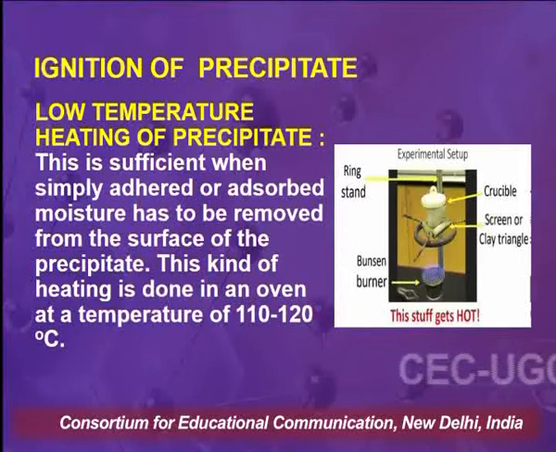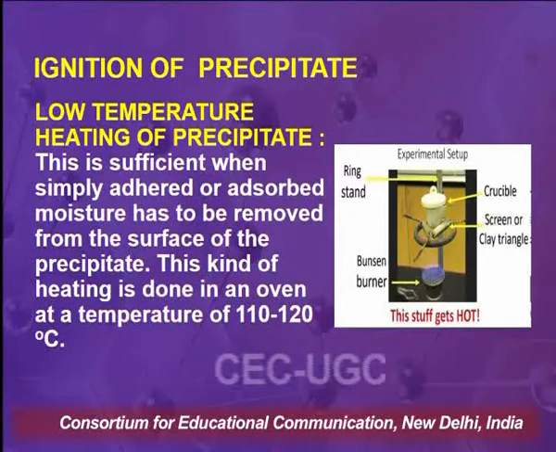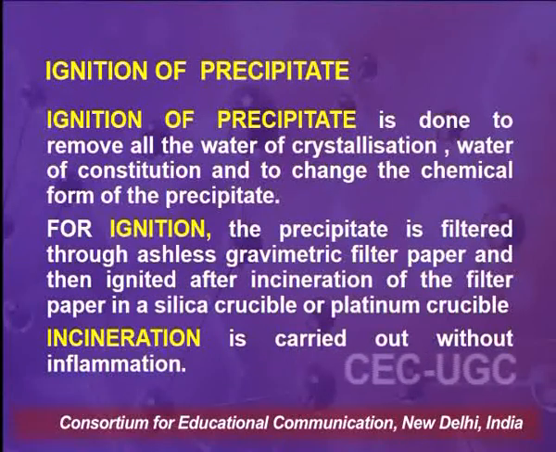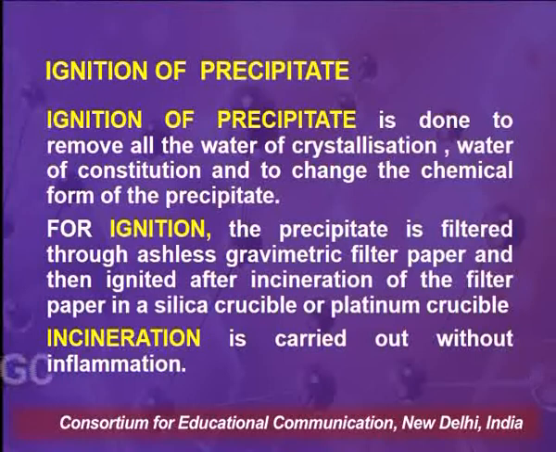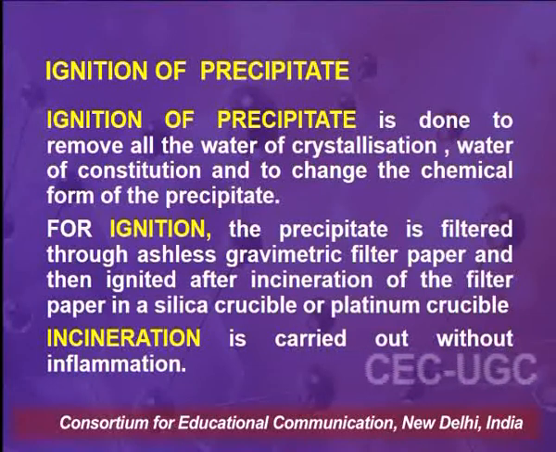The precipitate which is now obtained on heating this at a very high temperature, or as we say igniting it, is free from all kinds of moisture. Ignition of the precipitate is therefore done to remove all the water of crystallization, water of constitution, and sometimes also to change the chemical form of the precipitate.